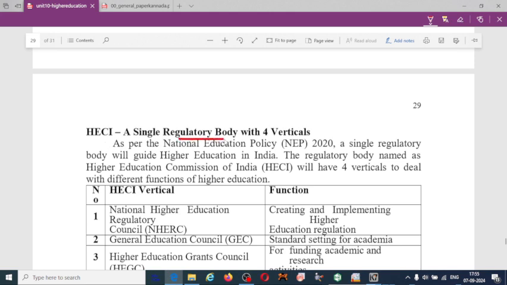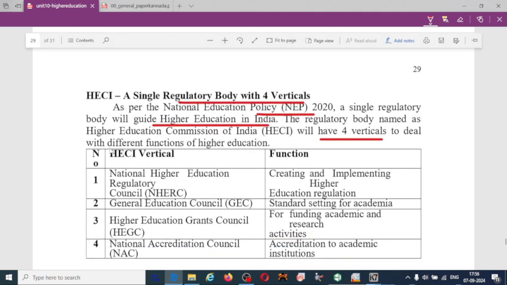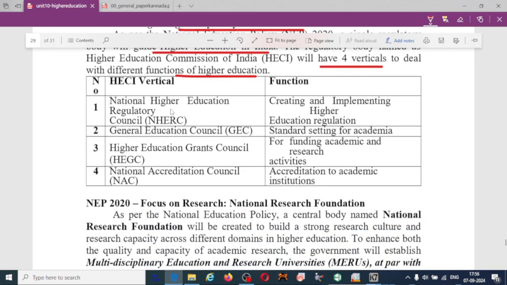HECI, a single regulatory body with four verticals. As per NEP 2020, a single regulatory body will guide higher education in India, which is HECI, having four verticals to deal with different functions of higher education. First one is NHERC, then GEC, HEGC, and NAC, the National Accreditation Council. Their roles have also been mentioned here.